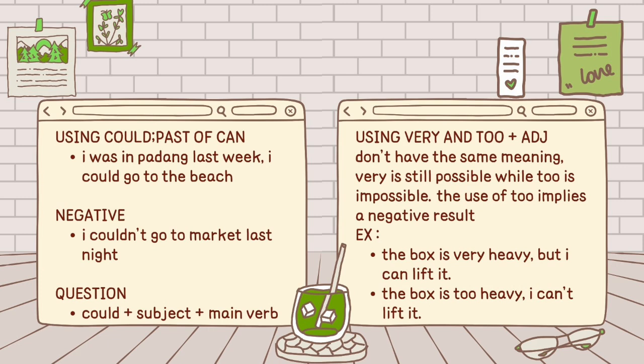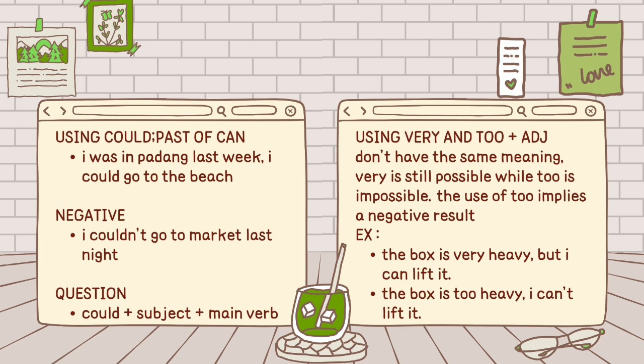Using could, the past of can. I was in Padang last week. I could go to the beach. For the negative, I couldn't go to the market last night. For the question, could plus subject plus main verb.